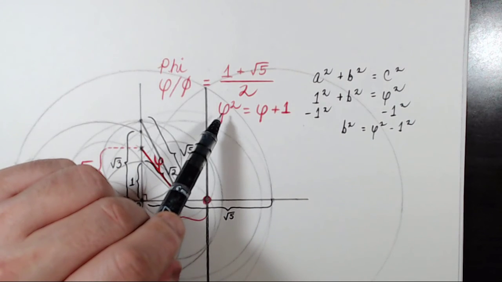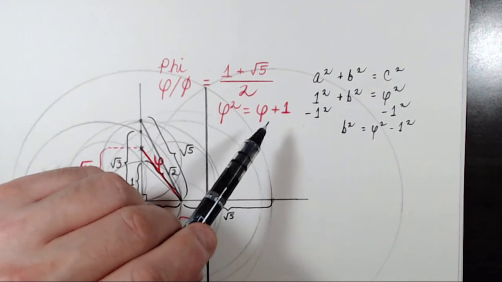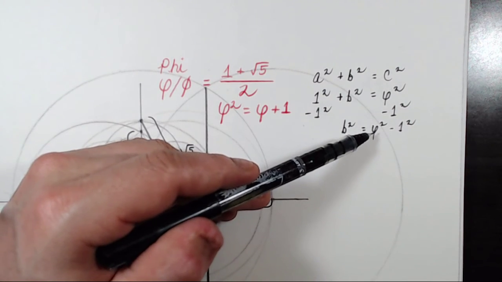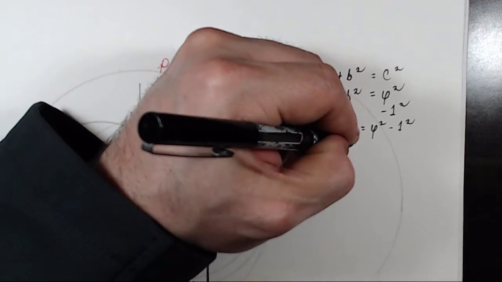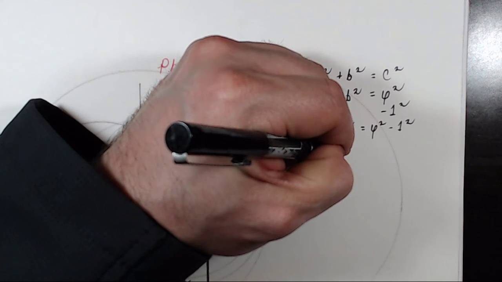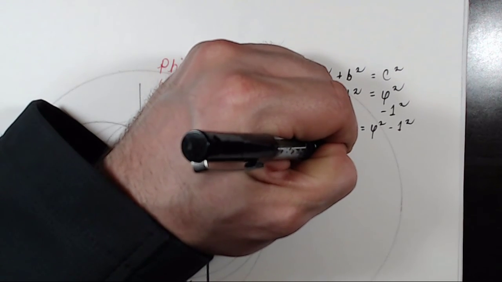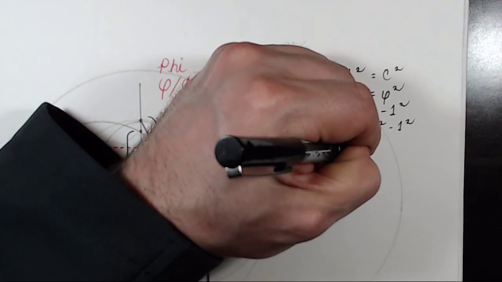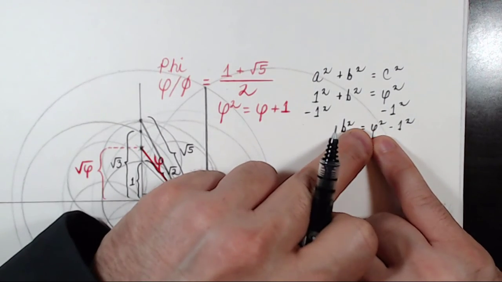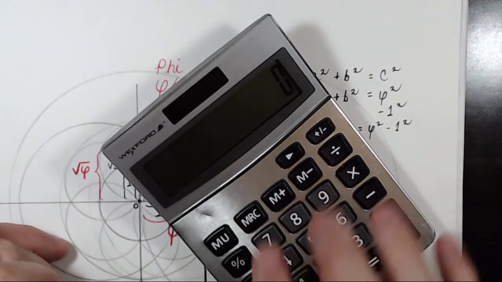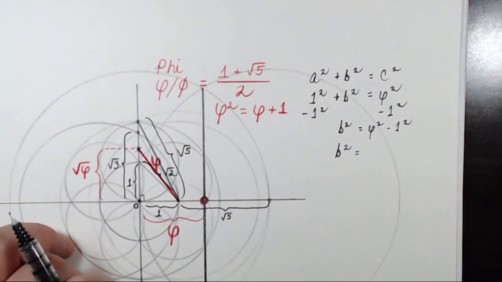Is it legal, if phi squared is equal to phi plus 1, is it legal for me to substitute that in for phi squared, phi plus 1? Yes, it is. It is legal. That's a little trick, and that trick's going to be helpful. So b squared is now equal to, we're going to substitute in phi plus 1 for phi squared, since we proved on the calculator that that's what it equals.